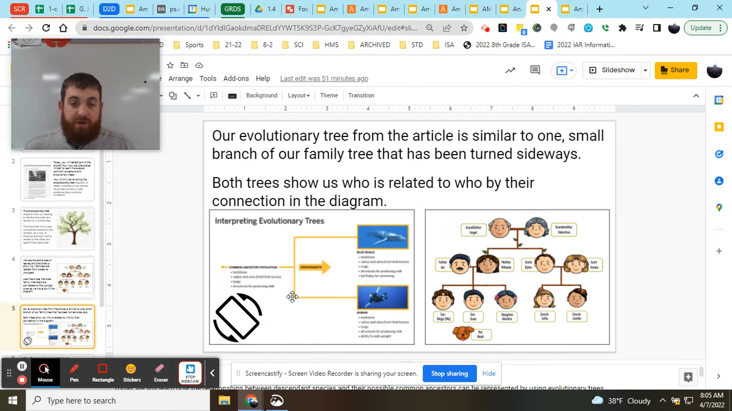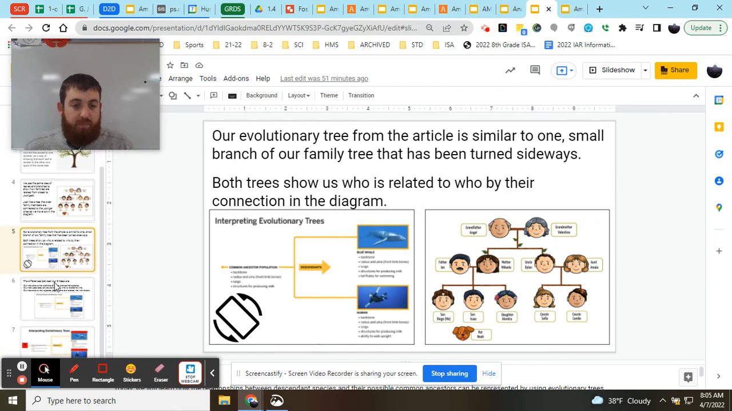Now, our evolutionary tree from our article is similar to a family tree with one small branch of our family tree, and it's kind of been turned on its side. So here we have many branches with many leaves. Here we have a small tree with very few leaves. Both trees help us show who is related to who by their connections in the diagram.